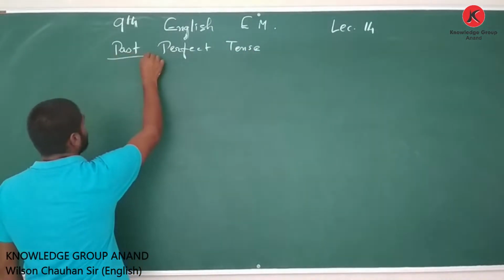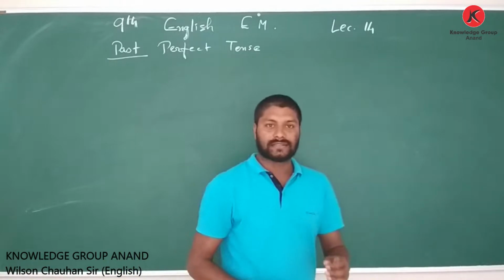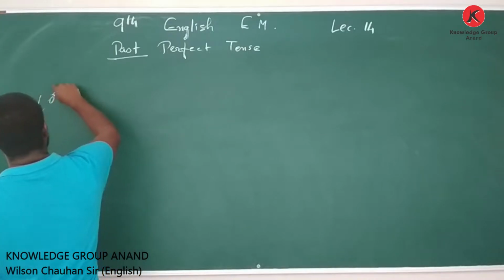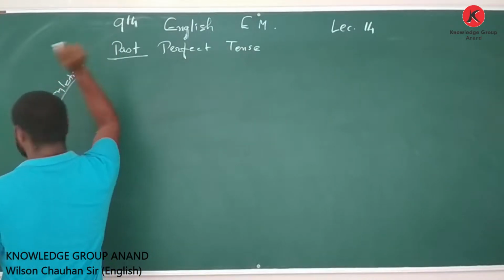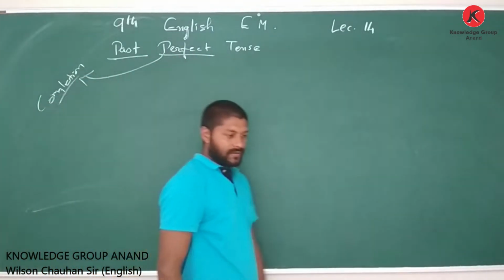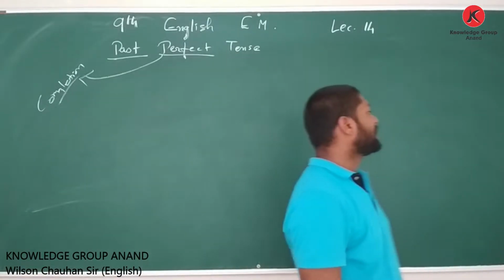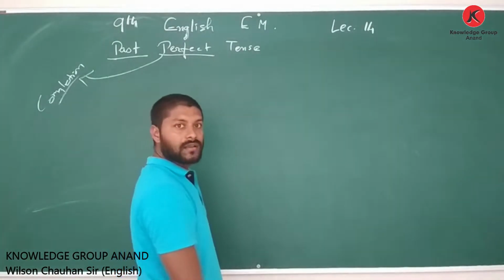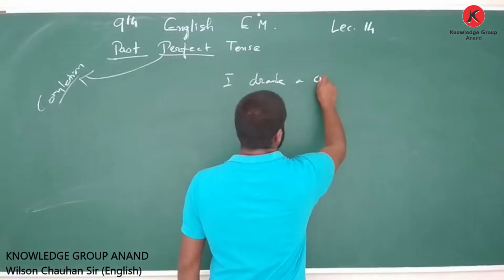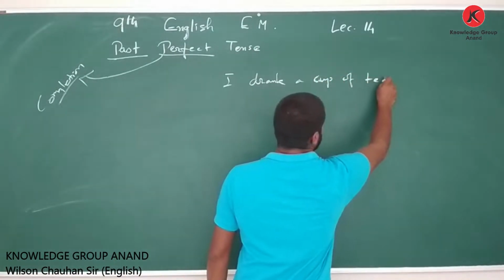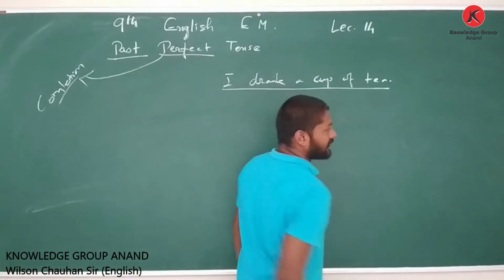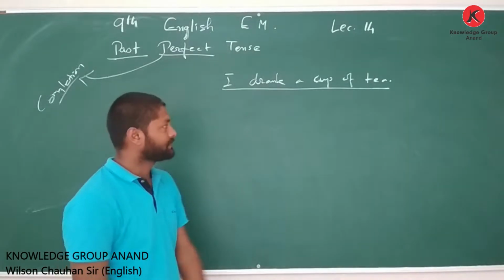Now you see, if you want to understand these two words, past shows completion, and perfect again the same. Suppose I write one of the examples: I drank a cup of tea. Which means I had already taken a cup of tea.